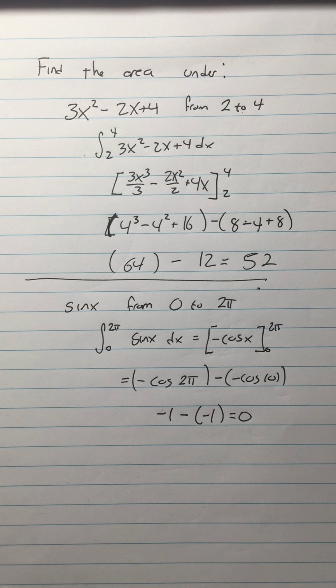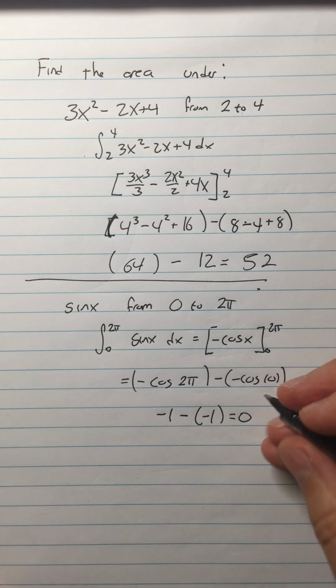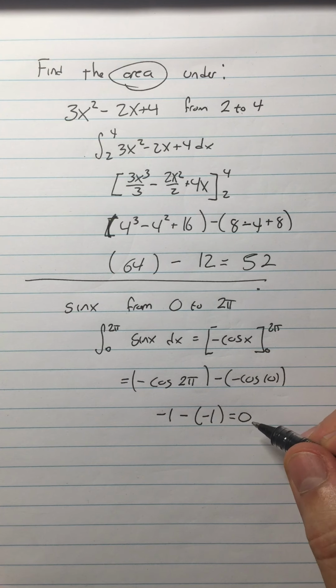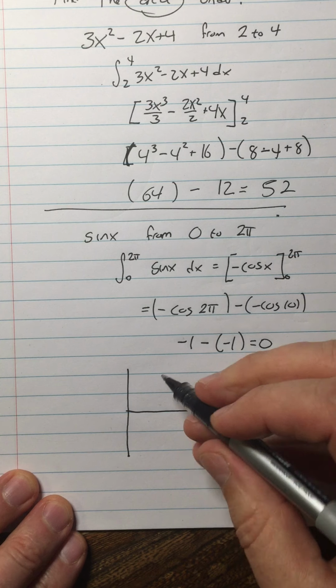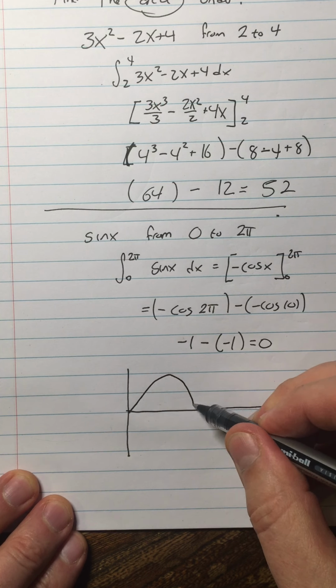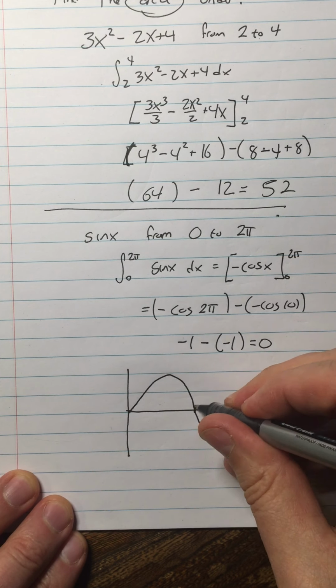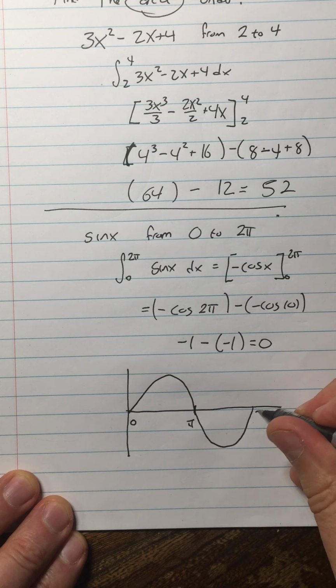How can the area under the curve be 0? It's an area. This is an area. How is the area 0? All right, here's what's going on. This is the graph of sine of x from 0 to 2 pi. Here's pi, here's 0, here's 2 pi.